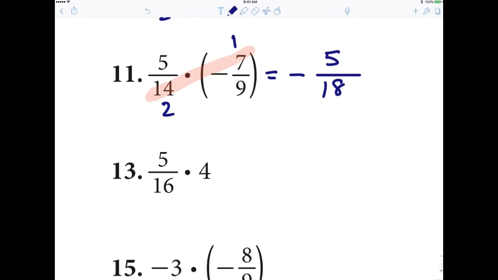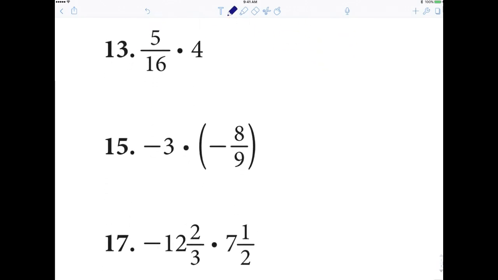Uh-oh. 13's a little bit different. Yes. We put the 4 over 1. That's why we learned that previously. Make it 4 over 1. Now I can do the 4 and the 16, right? So 4 goes into 4 once. And 4 goes into 16 4 times. Final answer.